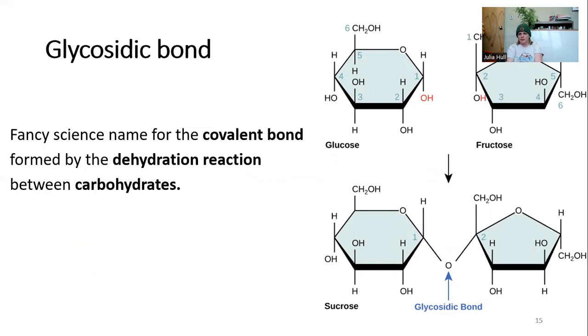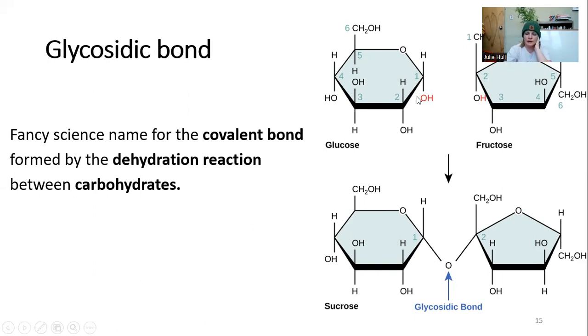But let's talk a little bit more about that bond. The glycosidic bond. For two monomers of carbohydrates, we give them the name of monosaccharide. When they get together, they form a glycosidic bond. This is a special kind of covalent bond. It's formed by the dehydration reaction between two carbohydrates.